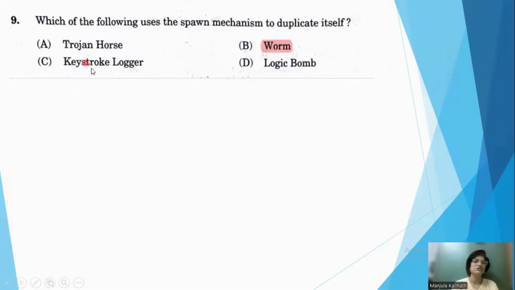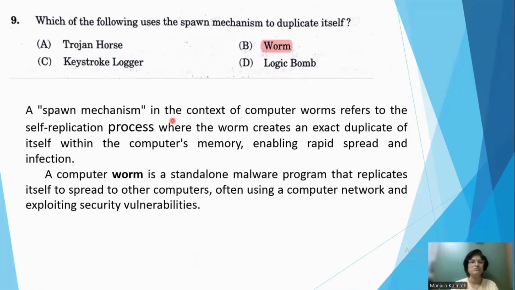The next question comes: which of the following uses the spawn mechanism to duplicate itself? Spawn mechanism in the sense replication. So here are the four options: Trojan horse, worm, keystroke logger, and logic bomb. All of these are called malware. Malware in the sense malicious software. Malicious means bad intention programs.